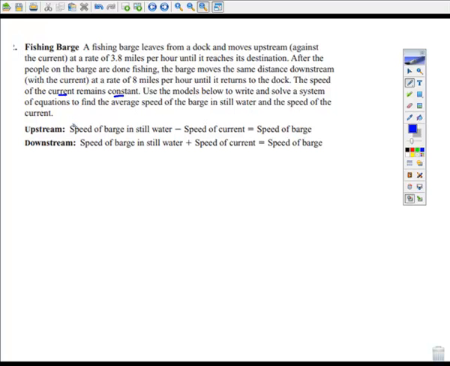They want us to use the models here to write the equations and then figure out the speed of the barge in still water without the current, and then the speed of the current. So upstream, the speed of the barge in still water, we're going to call that x. And the speed of the current we'll call y. So x minus y equals the speed of the barge. Upstream it's going 3 8/10 miles an hour. And then downstream it's going to be x plus y because the current's pushing the barge along, and now it's going 8 miles per hour.